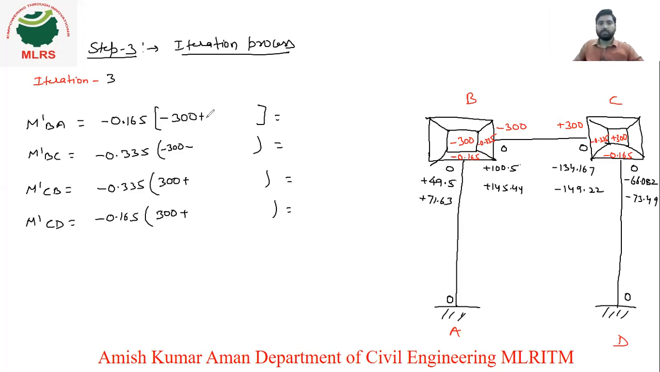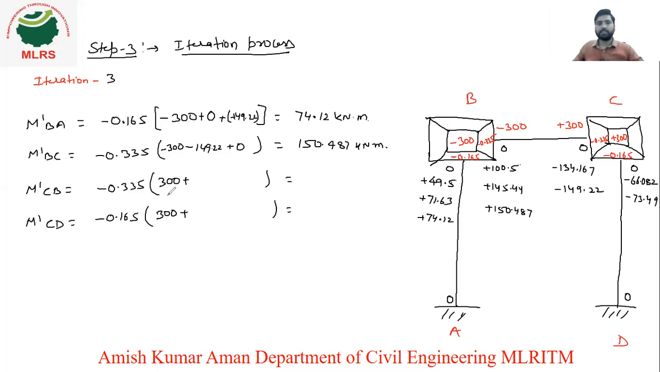So for this, near will be 0 plus far. Far is C, 149.22. So minus 149.22. If you will calculate this value, you will get 74.12 kilonewton meter. Next for BC, near will be 149.22, far will be 0. So if you will calculate it, you will get 150.487 kilonewton meter. Now we should update these values. So plus 74.12 here.